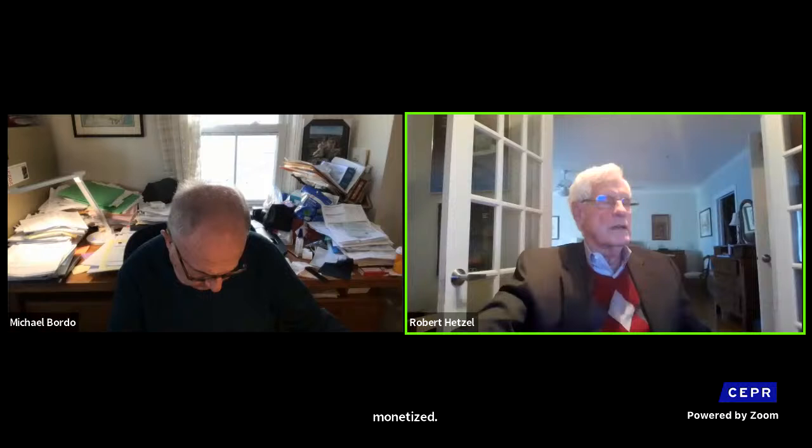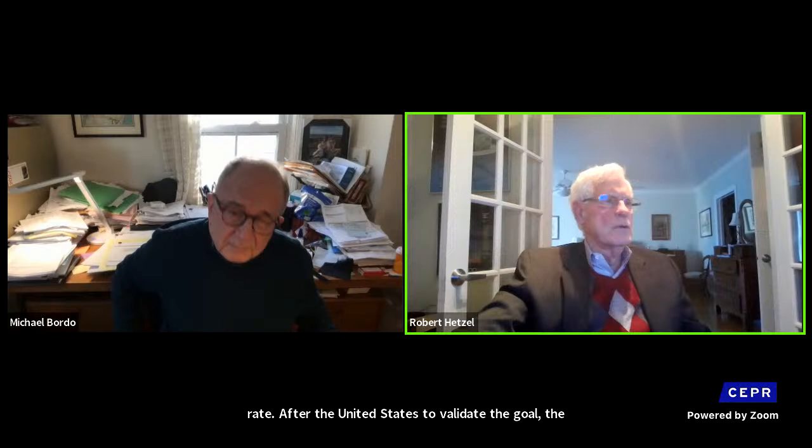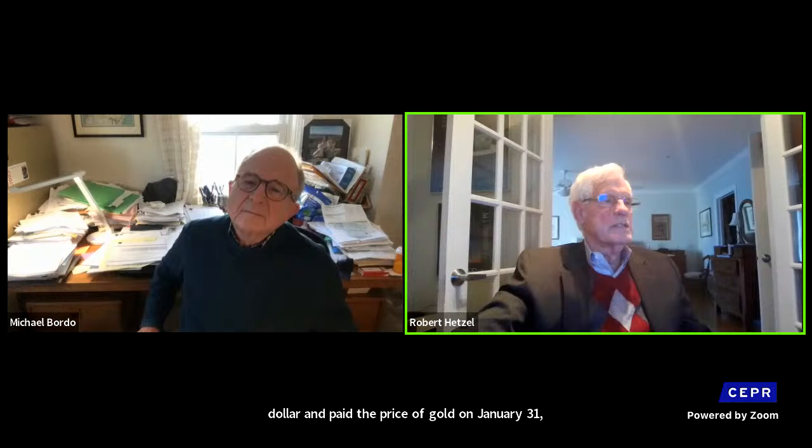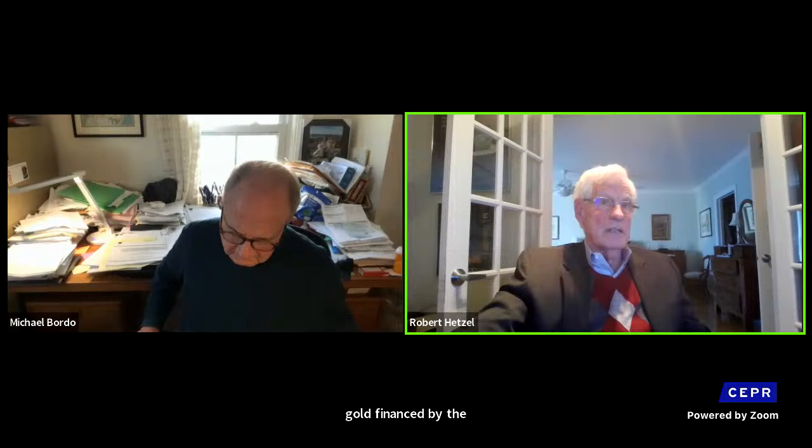After the United States devalued the dollar and pegged the price of gold on January 31, 1934, the country ran a commodity stabilization scheme for gold financed by the monetization of the purchases by the Fed. So gold flows weren't being sterilized. They passed into the monetary base if the Treasury didn't sterilize them.